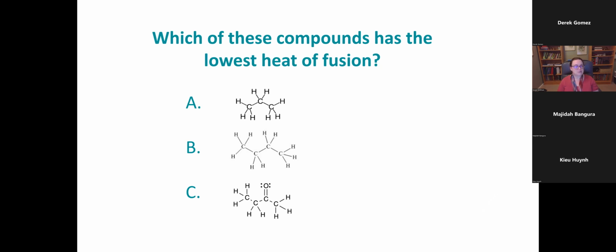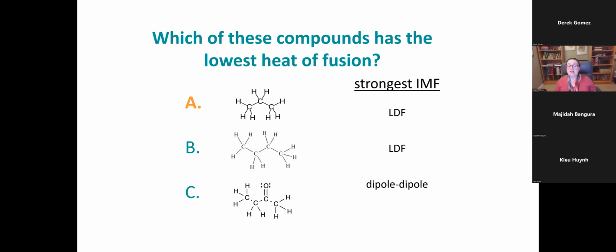Okay, we picked one out yet? Right, it is A. That one is the smallest in size of our two with only London dispersion forces. Right, our bottom one has dipole forces. That's a pretty strong intermolecular force compared to the other two. It's actually gonna have a much higher heat of fusion, that last one. Okay, so we're looking for the smallest one with London dispersion forces. That's our top one, A.